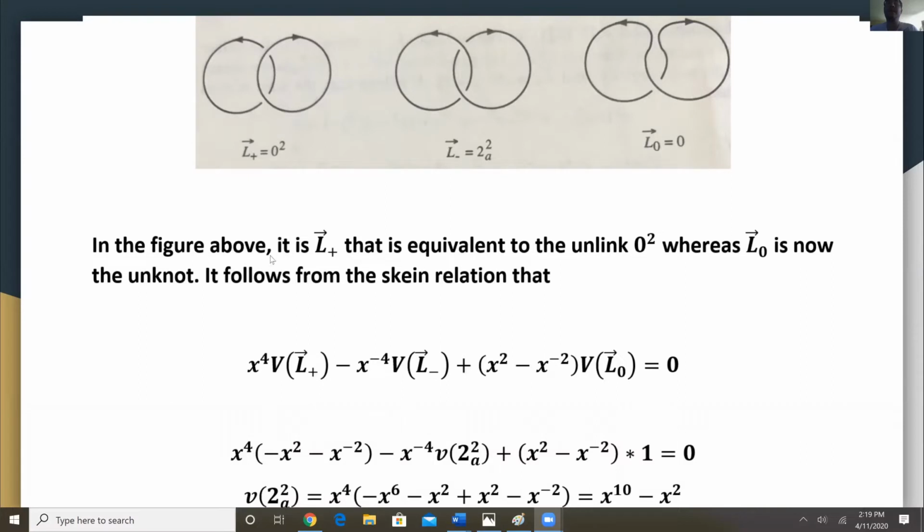In the figure above, it's L plus, or right crossing, that is equivalent to the unlink, where we have 0 squared. Now, if we notice the circle to the right, where my mouse is going over, it is unlinked because it is above the circle to the left, which means you have two circles, but they are not linked together.